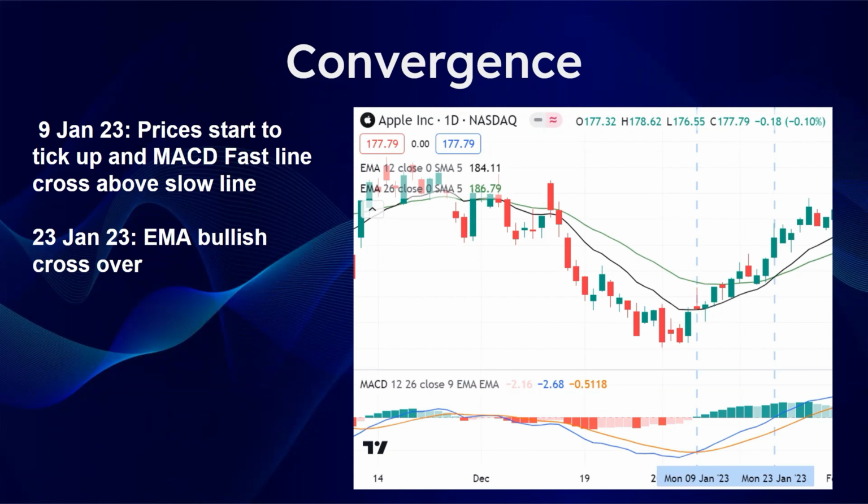Traders who trade on moving average crossovers will be late to the game by almost 2 weeks. Traders who trade on MACD will notice what is happening beneath the prices and pull the trigger first.